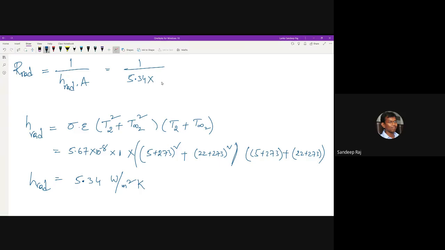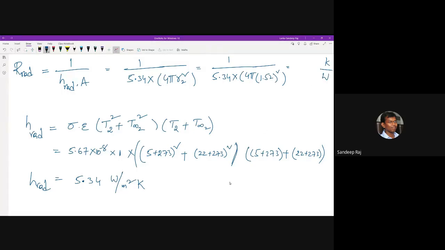The A value here is 4 pi R2 square, similar to your R convection 2. So this is 1 by 5.34 into 4 pi into the R2 value here, what is that R2 value? 1.52, right? Square. You get the value in Kelvin per watt.